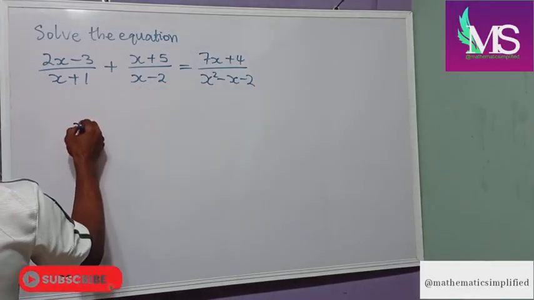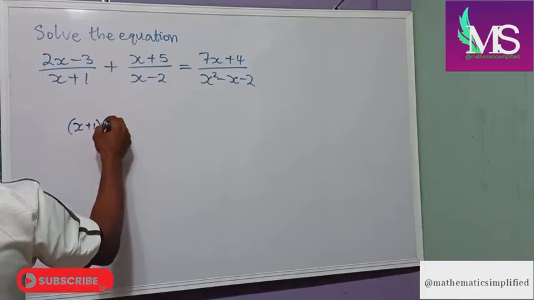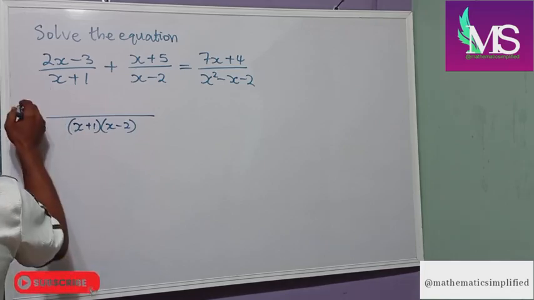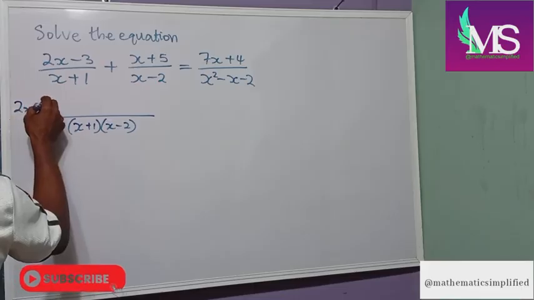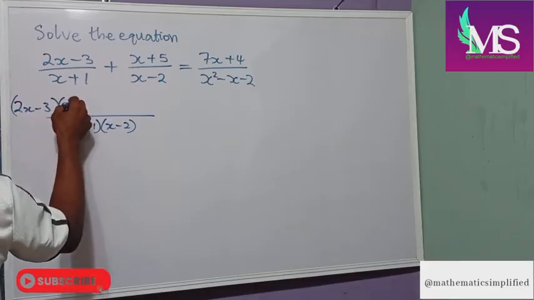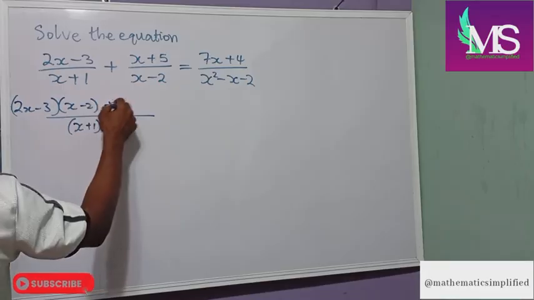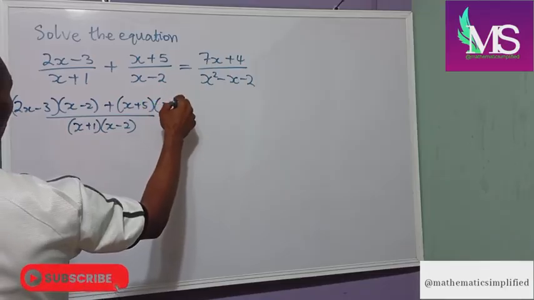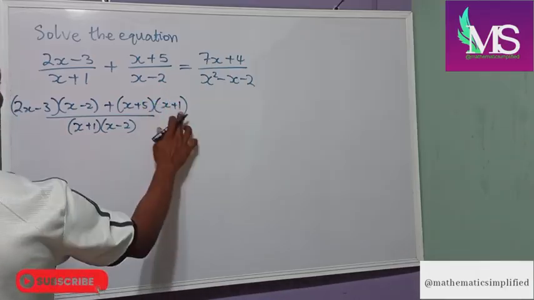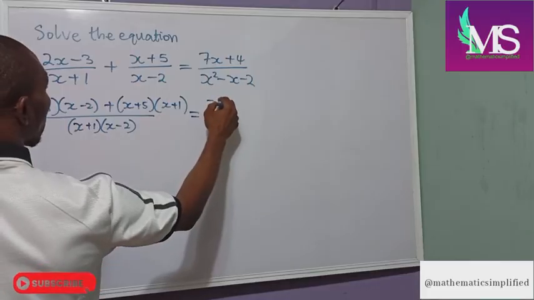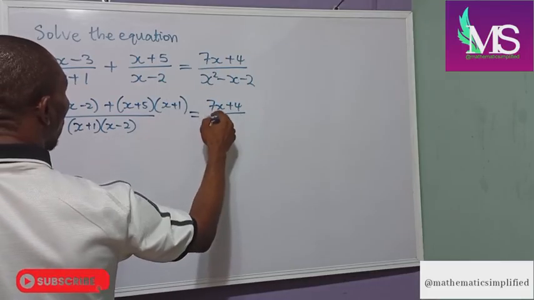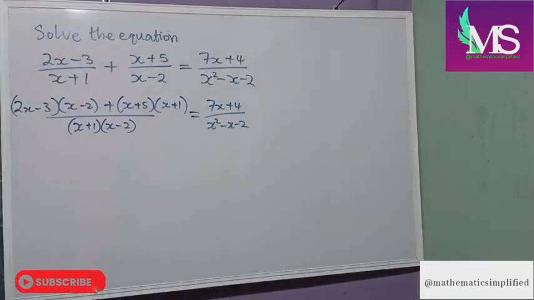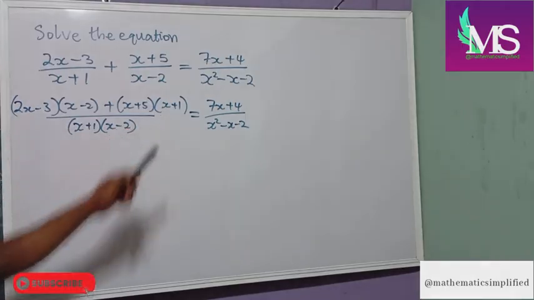This becomes (x plus 1)(x minus 2) all over. This will give us (2x minus 3)(x minus 2) plus (x plus 5)(x plus 1) equals (7x plus 4) all over x squared minus x minus 2. Alright, now we are going to expand this bracket.